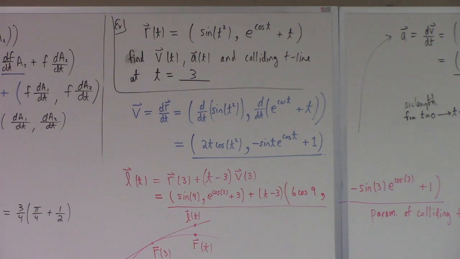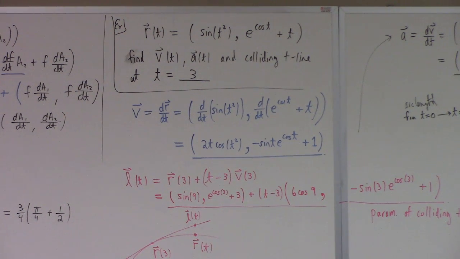All right, so first of all, the velocity. How do you find the velocity of a path? You differentiate, right? Derivative of x with respect to t, comma derivative of y with respect to t, which is just this and this. But here I have to do the chain rule: 2t cosine t squared. Over here, minus sine t e to the cosine t plus 1. So there you go. That's the velocity at time t. So I'm ignoring the wording of the question and doing something out of order.